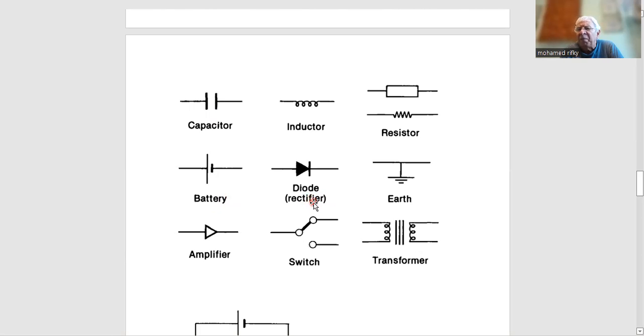Rectifier, I think it means that I am increasing... a transformer makes the high volt to a lower, I'm sorry, a high current to a lower current. But a rectifier is the reverse.